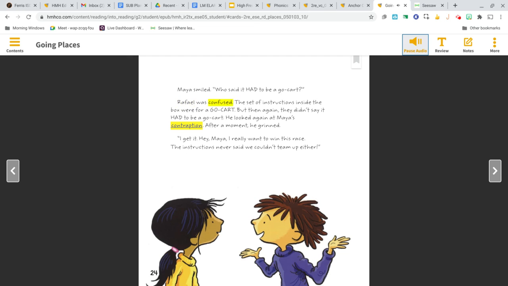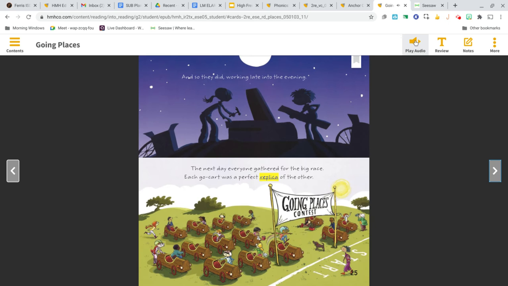Raphael was confused. The set of instructions inside the box were for a go-kart. But then again, they didn't say it had to be a go-kart. He looked again at Maya's contraption. After a moment, he grinned. "I get it. Hey, Maya, I really want to win this race. The instructions never said we couldn't team up either." And so they did, working late into the evening.